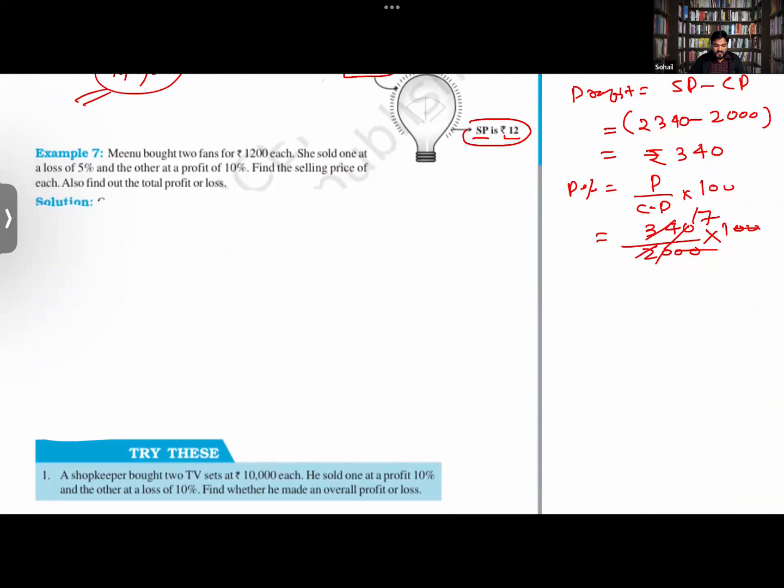See example number 7, Irhan. Ben bought two fans for rupees 1200 each. He sold one at a loss of 5% and the other at a profit of 10%. Find the selling price of each and find out the total profit or loss also.